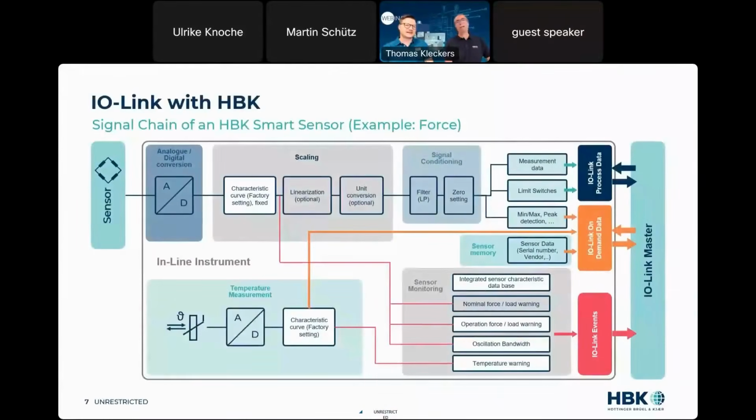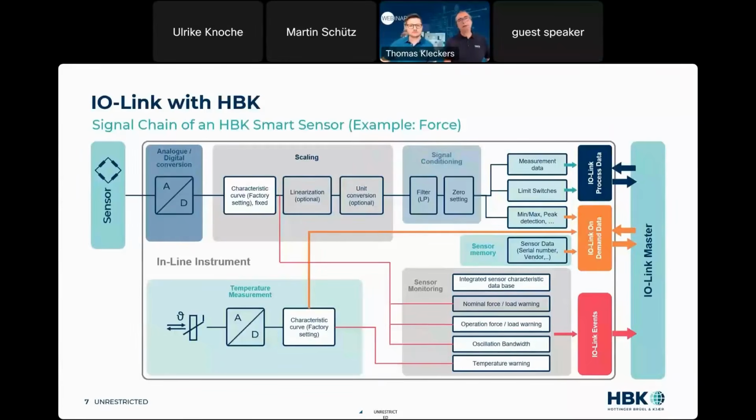Well, here you can see a little bit more detailed what we are integrating in our sensor. The sensor, the Wheatstone bridge, is untouched. So we use our known reliable sensor and take it to the digital world. Then we have the analog digital conversion. We have a scaling function there. We have some signal conditioning and the output to the IO-Link master.